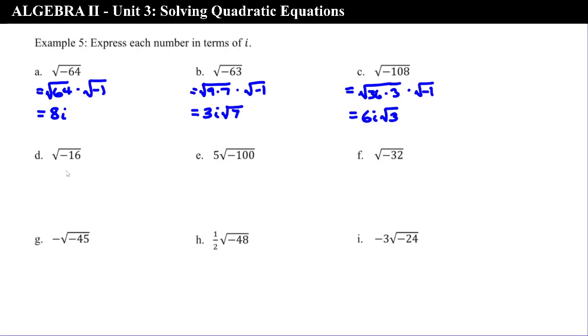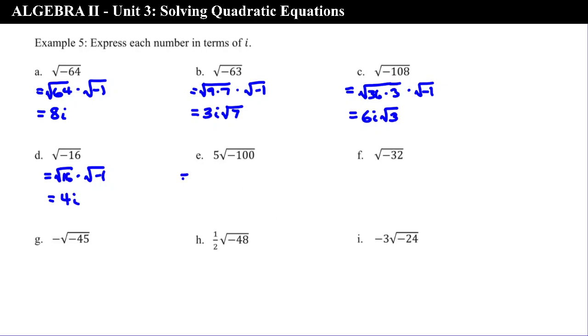Can you tell me what the solution to the square root of negative 16 is without even doing any work? It's just simply 4i, right? Square root of 16 is 4. Got the negative, so that gives you the i. But here's the work just so you can see that that's true. You have the square root of 16 times the square root of negative 1. So it is just 4i.